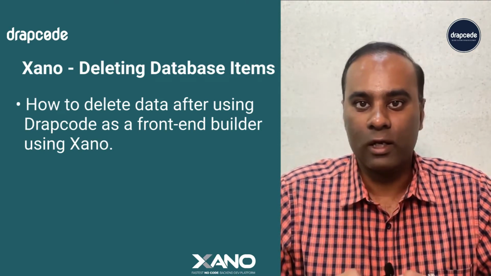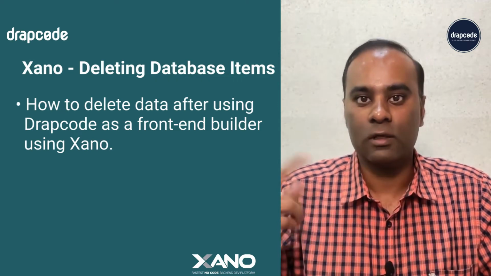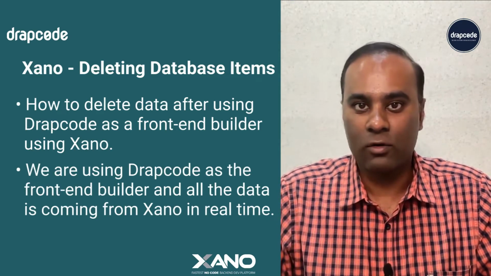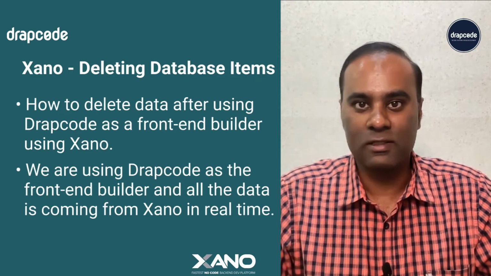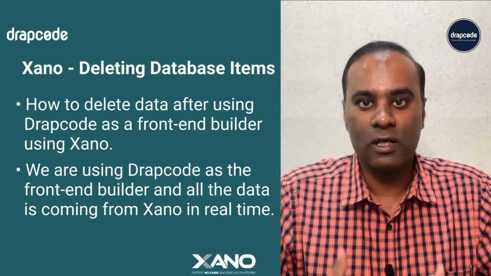So let's say we want to delete a record which is visible on Drapcode as a front end, but we want to delete it from the Xano. We are using Drapcode as a front end builder where all the data is coming from Xano in real time. It's getting displayed, it's getting created, edited, updated. Now we are implementing delete. So let's see how that can be done.